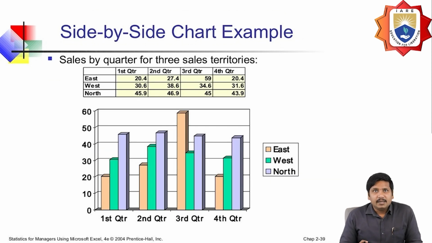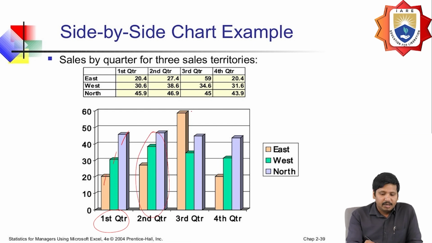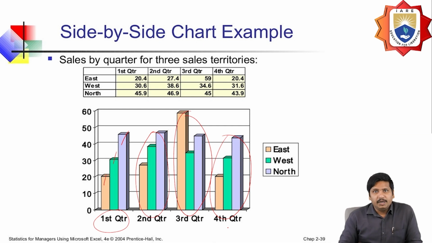So let's take another example, where we're going to have directions and then quarters. What should be the first quarter, second quarter values for three sales territories: East Territory, West Territory, and North Territory. What should be the quarter values? For the first quarter, the eastern side it should be 20.4, then west and then north. So this should be the side by side chart diagram we are going to have for better understanding.